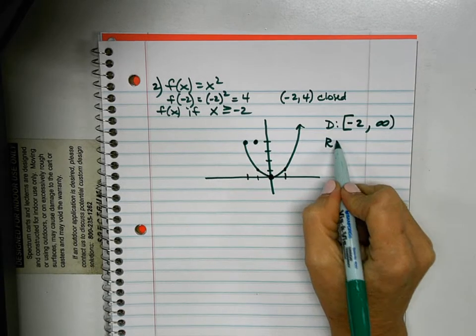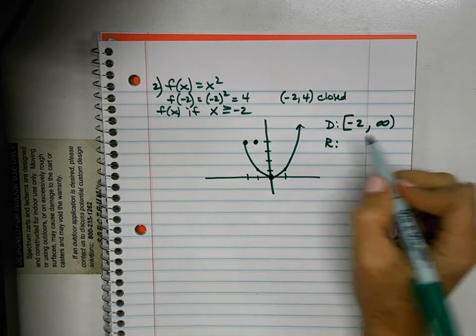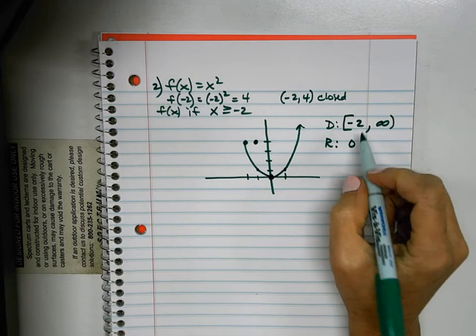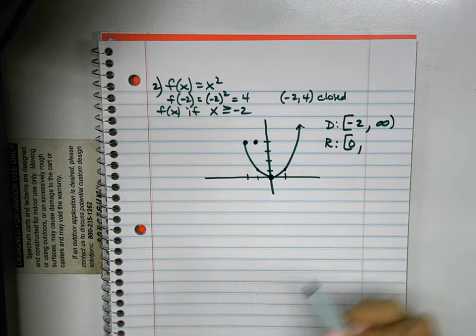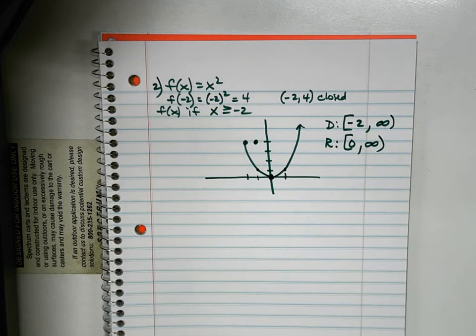Okay. Range is the y values. What is my lowest y value? 0. Does it hit it? Yep, so bracket. What's my highest y value? Infinity. It just keeps going up and up and up forever.